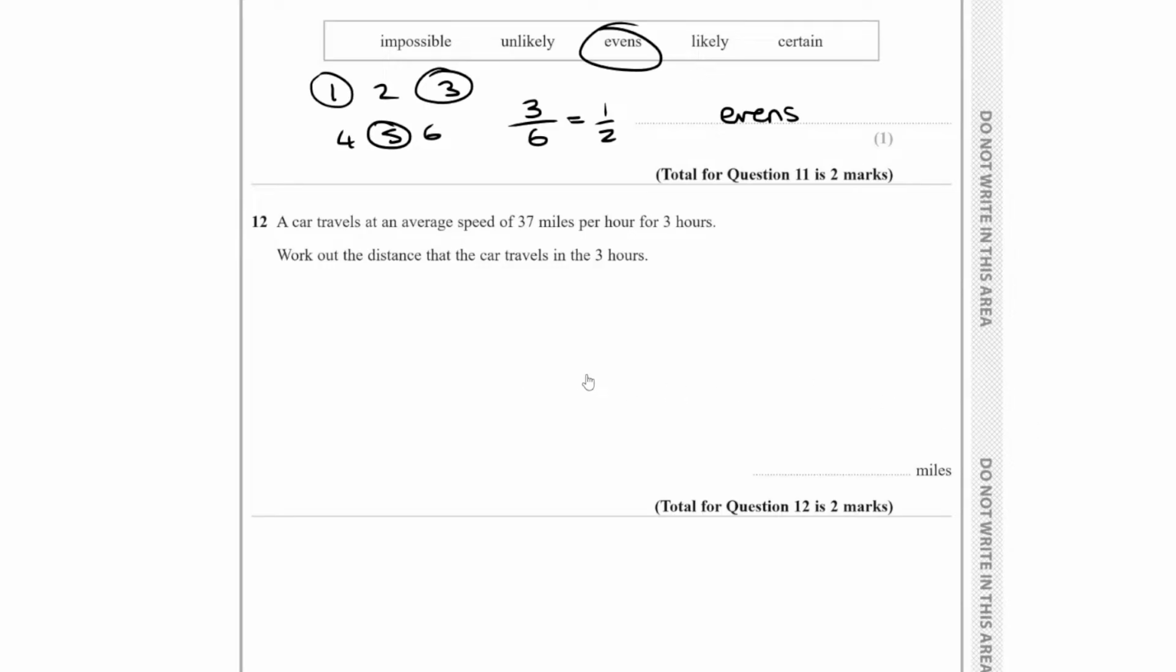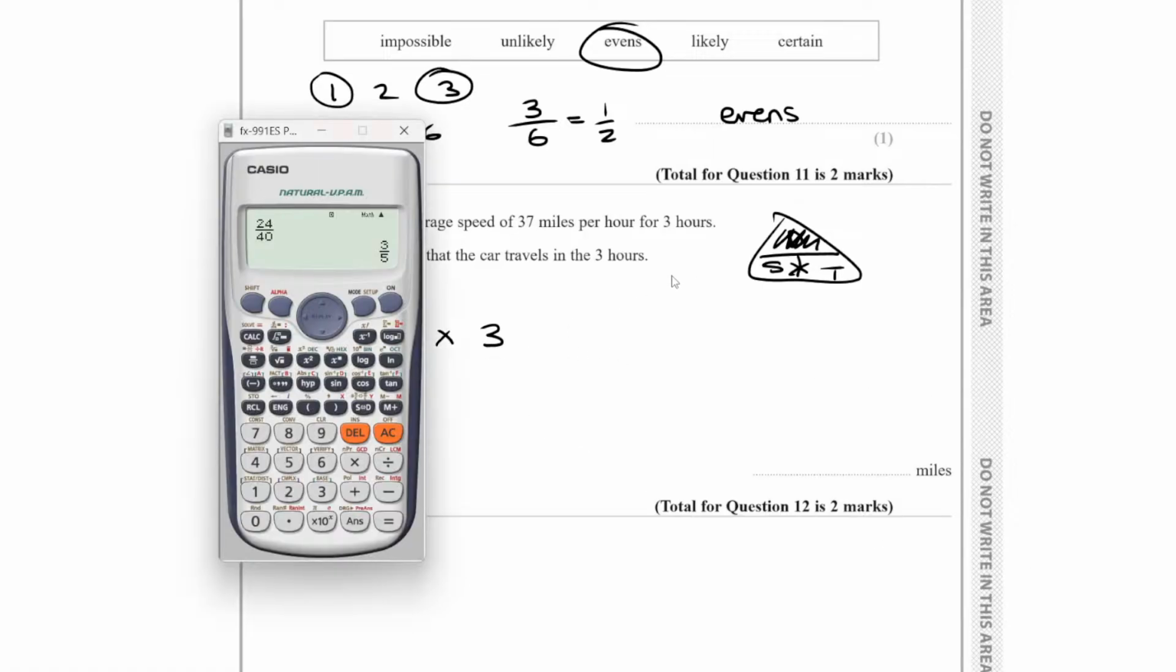Question 12. A car travels at an average speed of 37 miles per hour for 3 hours. Work out the distance that the car travels in the 3 hours. So speed, distance, time, I like to use my formula triangle. Speed is distance over time, so distance is the one at the top. We're looking for the distance, so that means I need to multiply my speed, 37 miles per hour, by my time, 3 hours. So let me grab my calculator to do that.